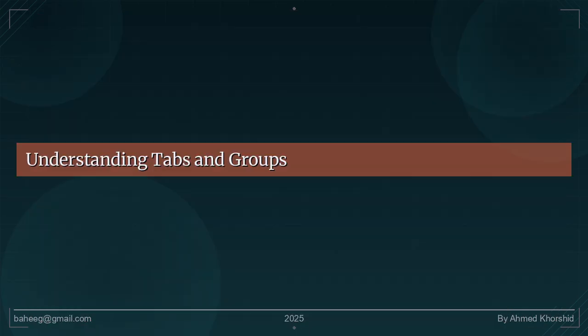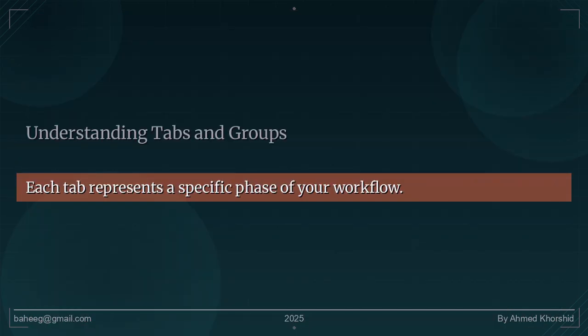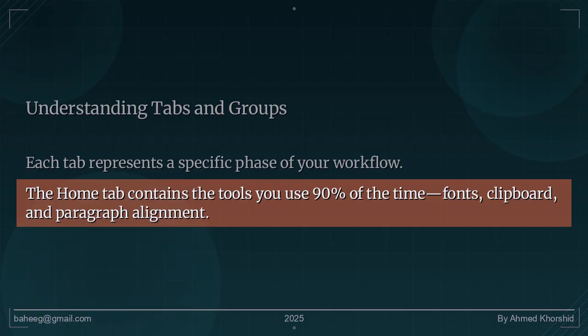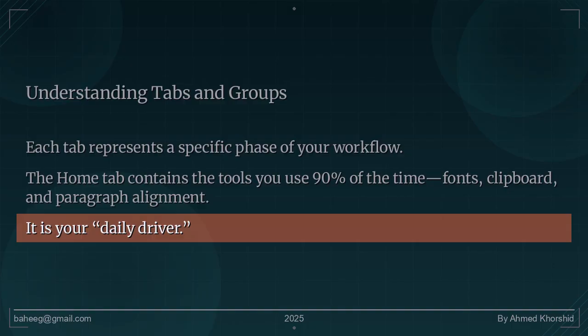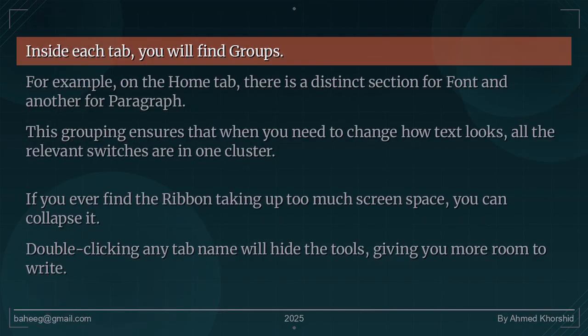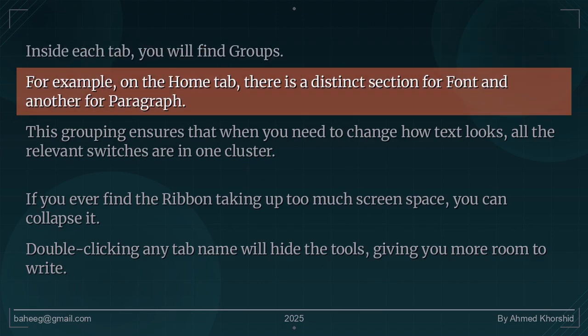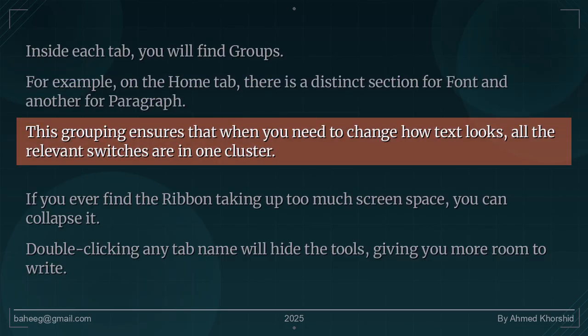Understanding tabs and groups. Each tab represents a specific phase of your workflow. The Home tab contains the tools you use 90% of the time: fonts, clipboard, and paragraph alignment. It is your daily driver. Inside each tab, you will find groups. For example, on the Home tab, there is a distinct section for font and another for paragraph. This grouping ensures that when you need to change how text looks, all the relevant switches are in one cluster.